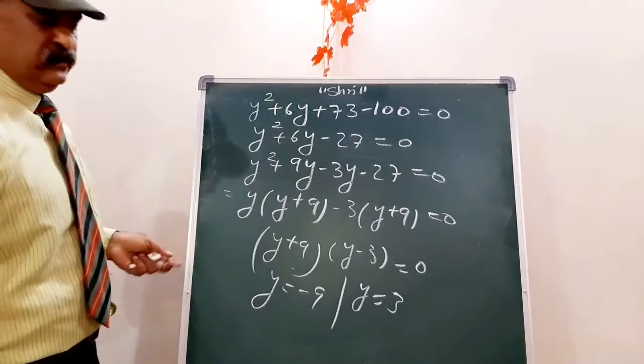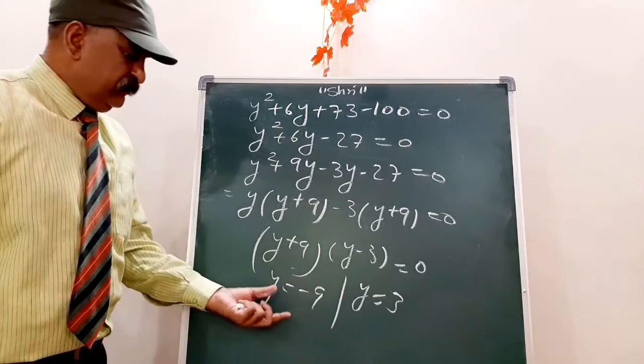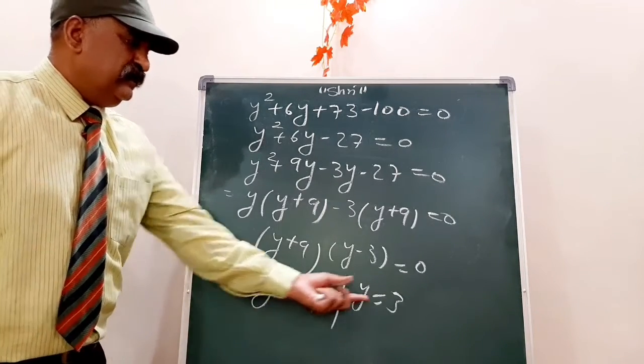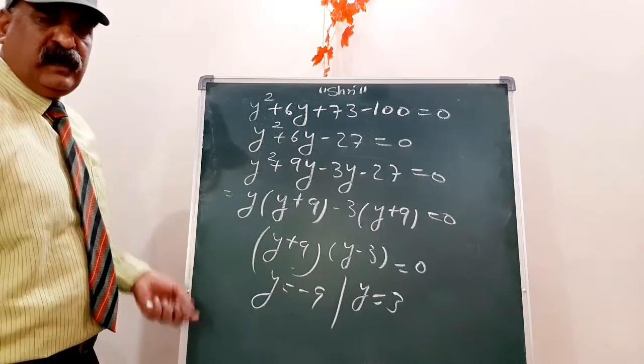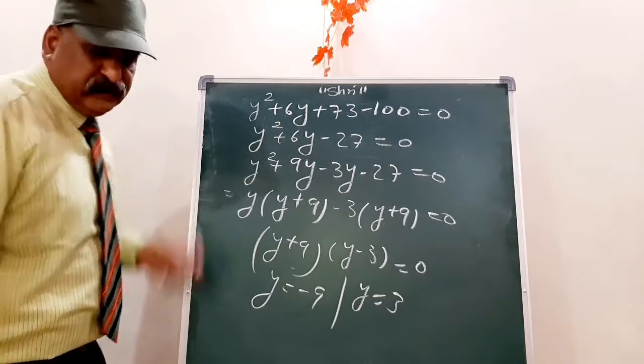This is the solution. It means the two values are there, because the value of y is minus 9 and 3. I hope this is clear to you. Now the next question.